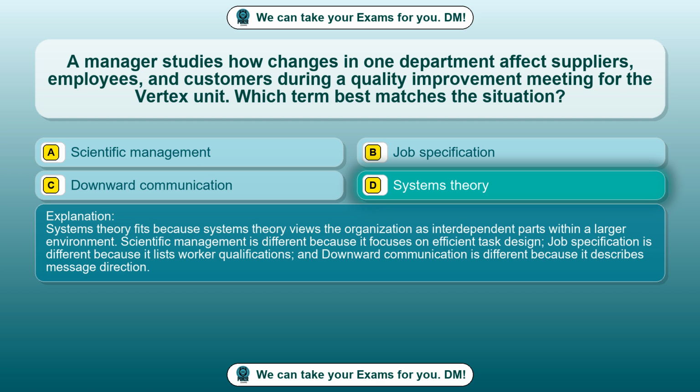Systems theory fits because systems theory views the organization as interdependent parts within a larger environment. Scientific management is different because it focuses on efficient task design. Job specification is different because it lists worker qualifications, and downward communication is different because it describes message direction.